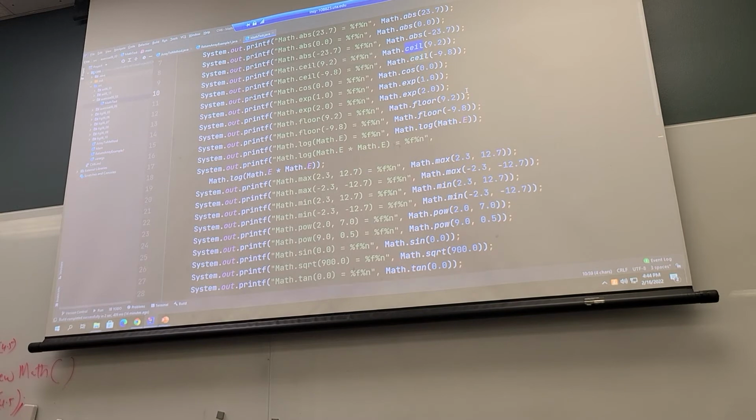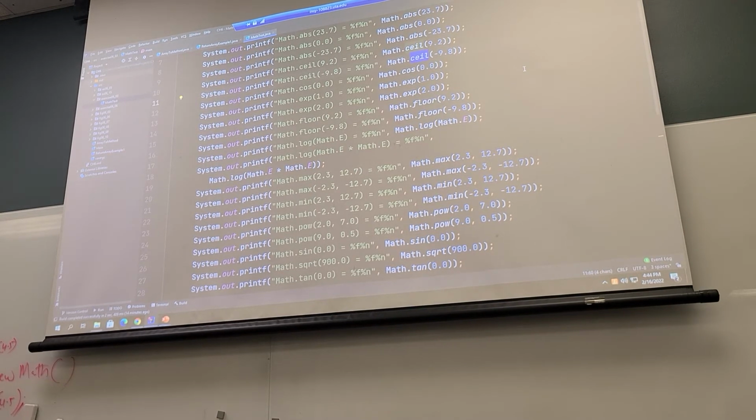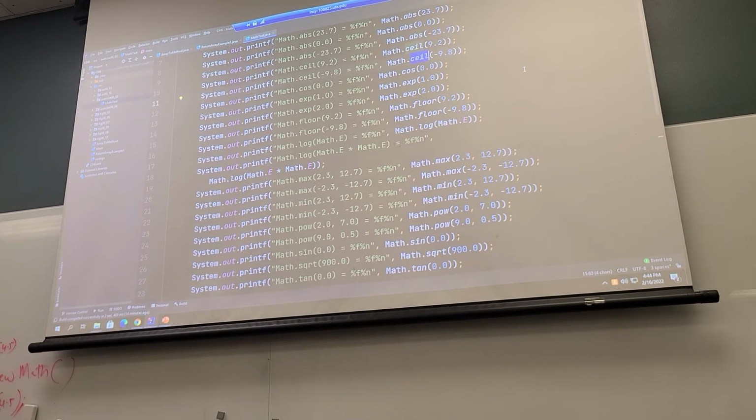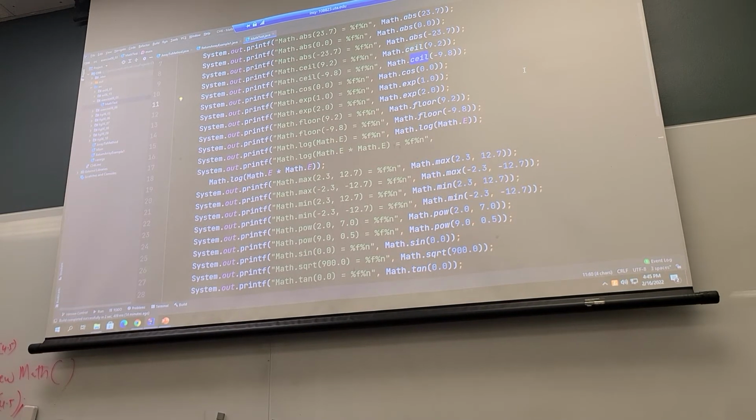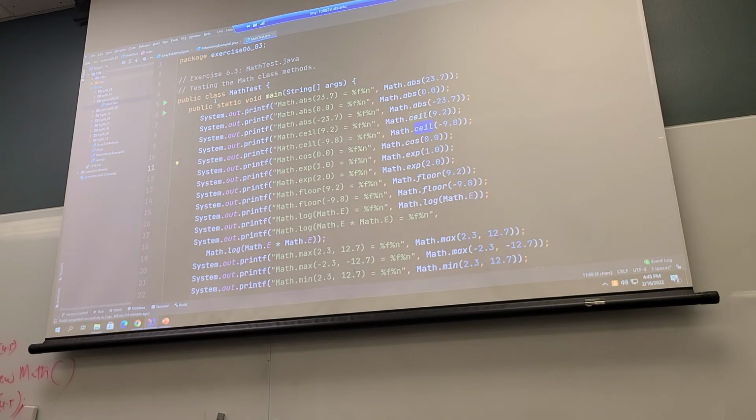Ceil and floor. What's the difference between ceil and floor? Yes, ceil is going to the ceiling. Let's run the program. Ceil is going to the ceiling. Ceiling of this. This is what? First floor? Yeah, first floor. So this is the second floor. So our ceil is the second floor. Our floor is the first floor. See?